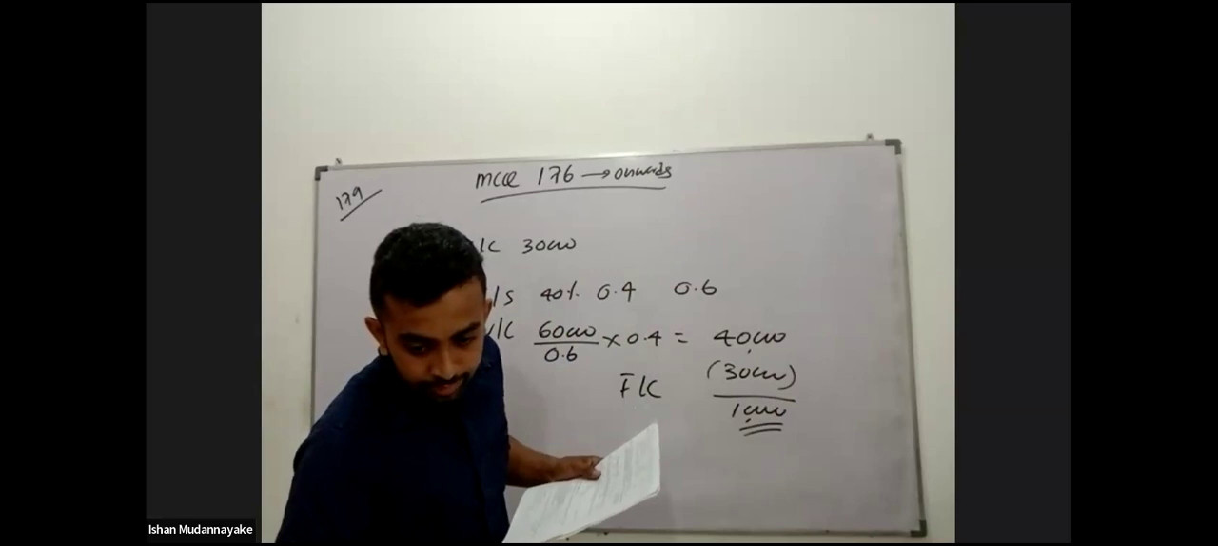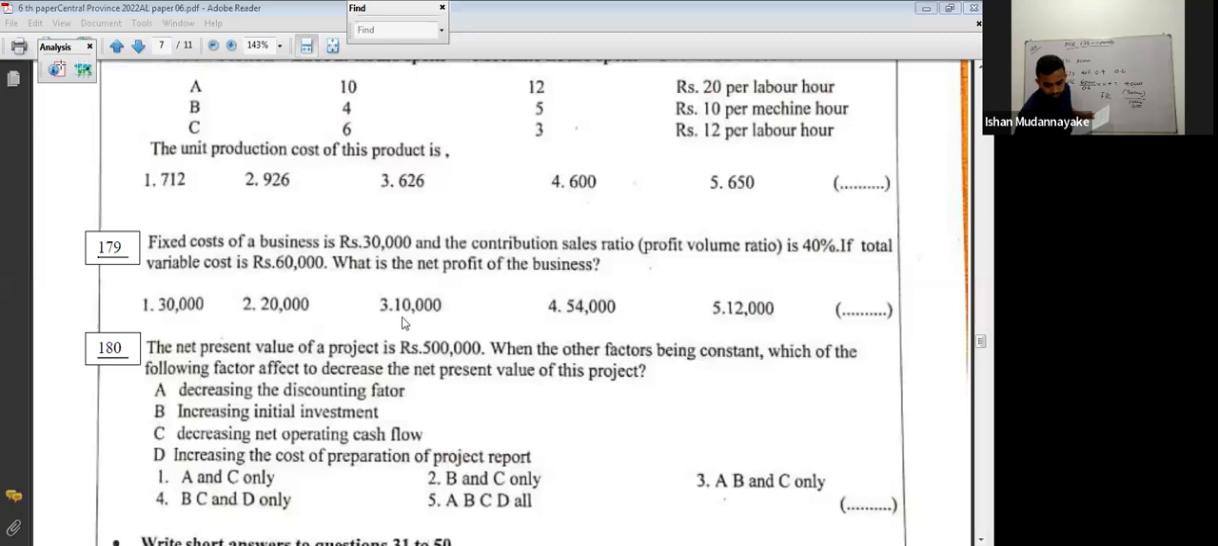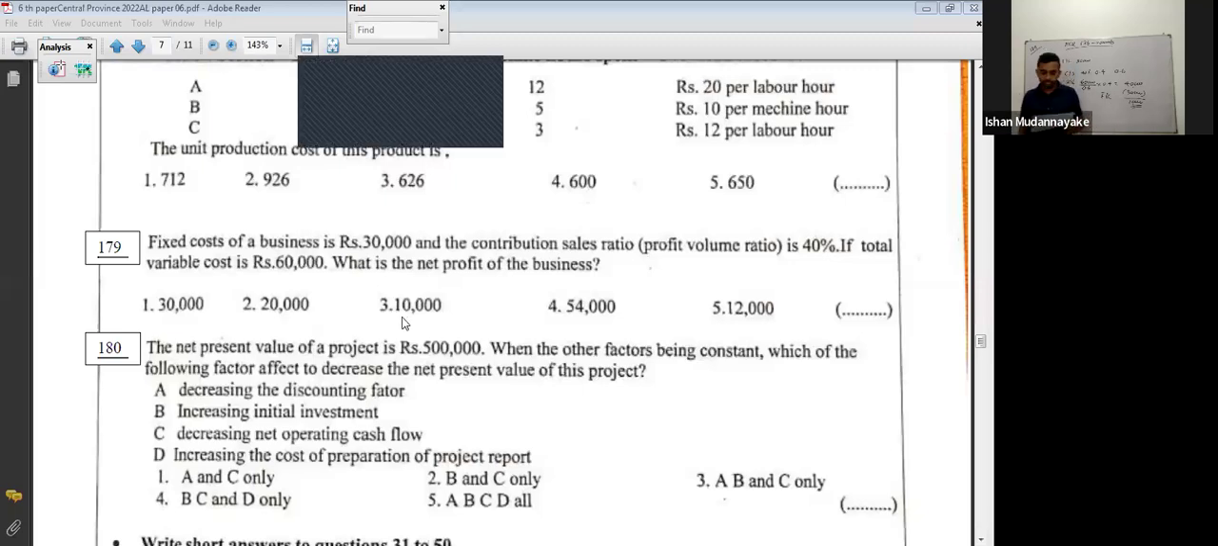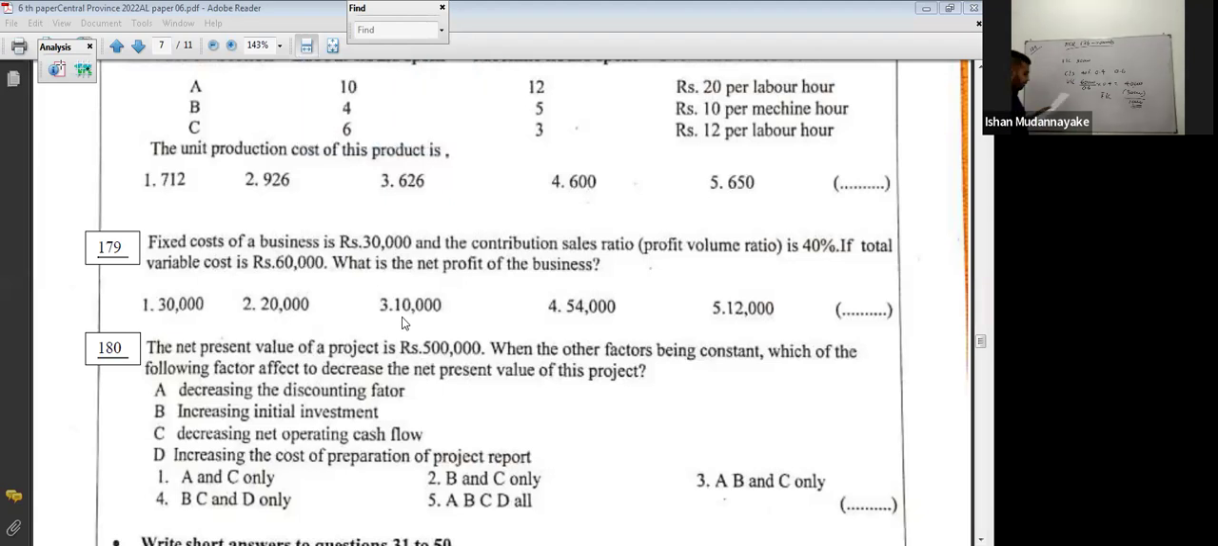Question number 179, the third one is the answer. Net profit of the business, 10,000. This question belongs to chapter 15, cost volume profit analysis or marginal costing.